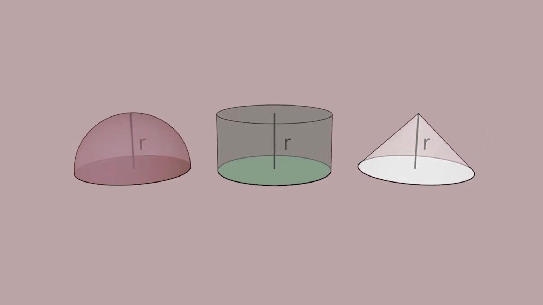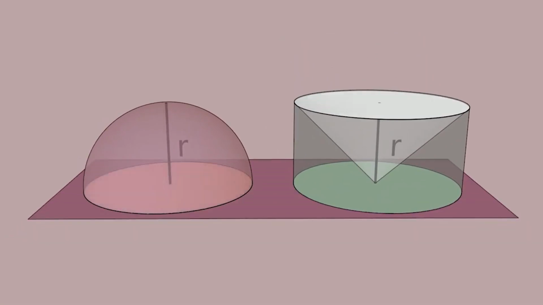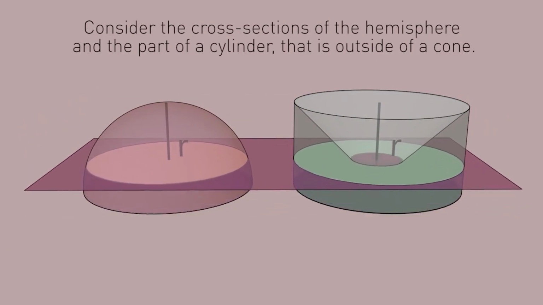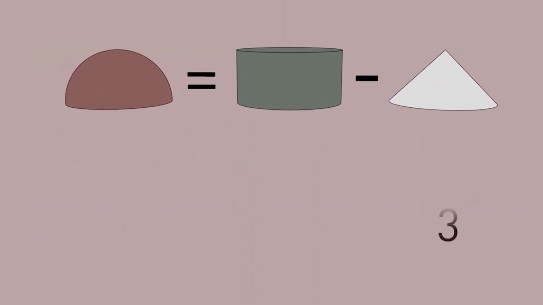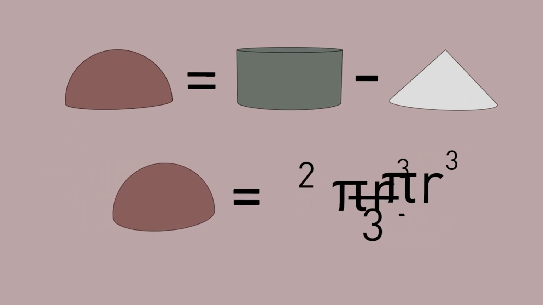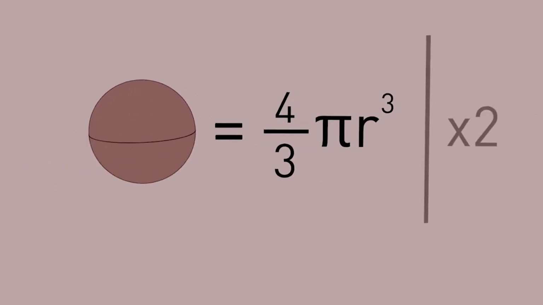Consider a hemisphere of radius r. Consider a cylinder with height r and base radius r, from which a cone of height r and base radius r is removed. By using Cavalieri's principle, we establish that the volume of the hemisphere is equal to the volume of the cylindrical shell. The volume of the cylindrical shell, cylinder minus cone, is calculated as follows. The volume of a sphere is twice the volume of a hemisphere.